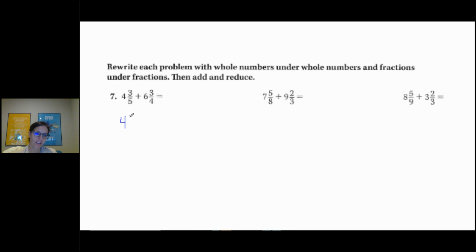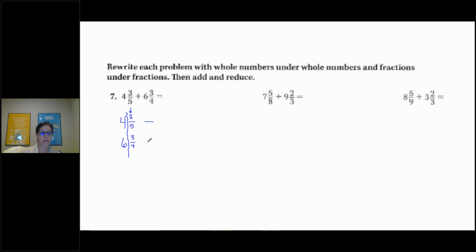Okay, 4 3/5 and 6 3/4. So we're going to ignore the whole numbers for now. We're not even going to look at them. We're just going to look at these little dudes, the 3/5 and the 3/4. So I'm going to draw a squiggly line. Just deal with the fraction part.